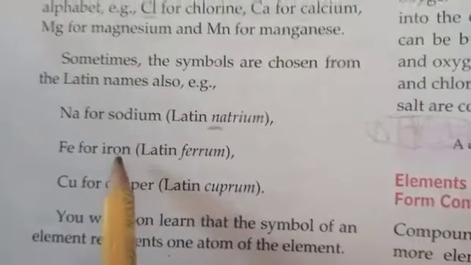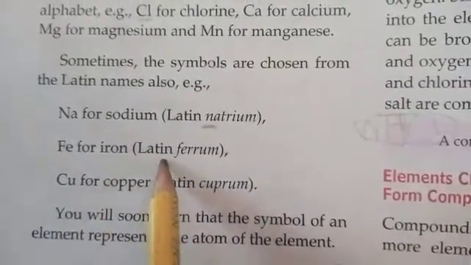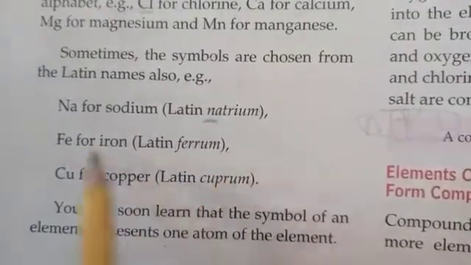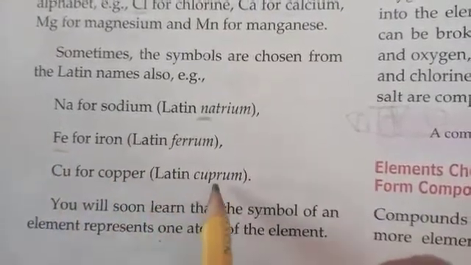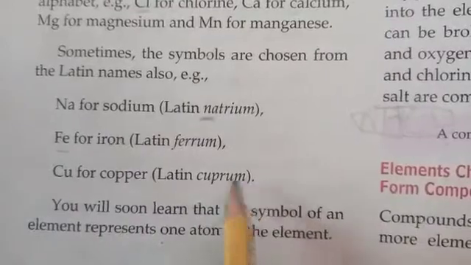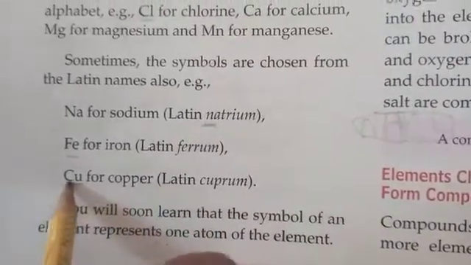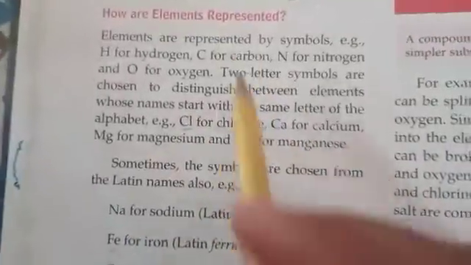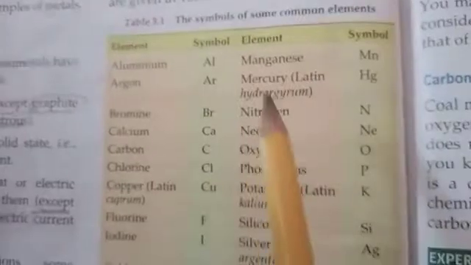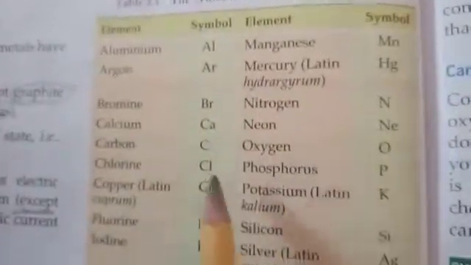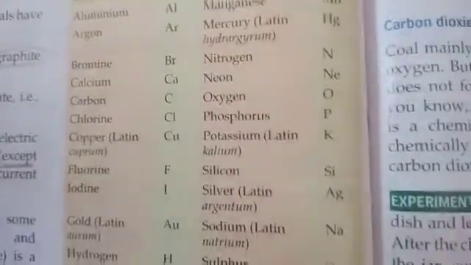And the Latin name of iron is ferrum. So its symbol is Fe. For copper it's cuprum. So its symbol is Cu. These are the different symbols that we use to represent the elements. Next, here some elements are given with their symbols. Those who haven't learned yet, they can learn.